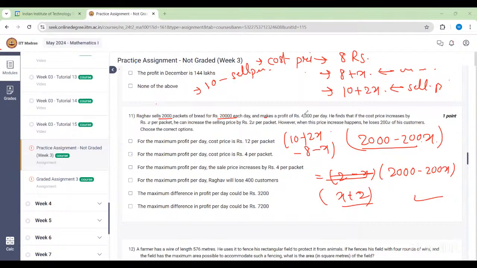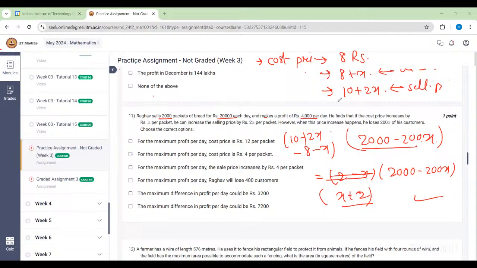And now he is making 4,000 of profit. So that means he actually makes 4,000 profit. That means the original price is 16,000 for 2,000 packets. So the initial cost is 8 rupees. So that means he buys a packet at 8 rupees. And the profit per packet is 2 rupees. Correct, per packet.